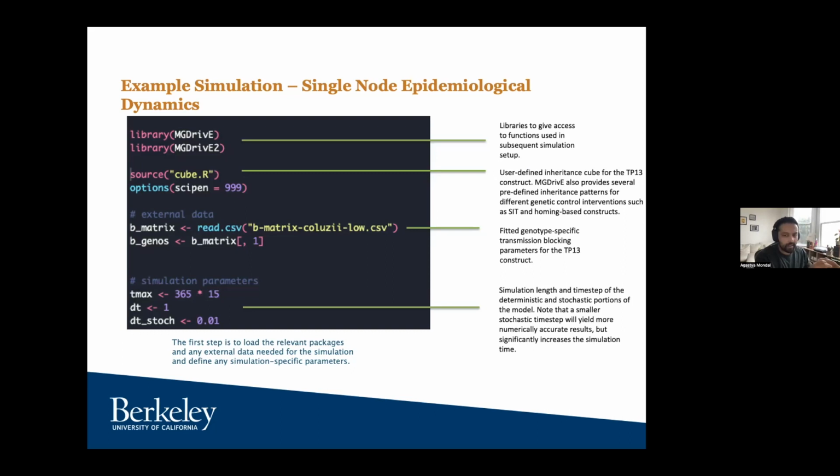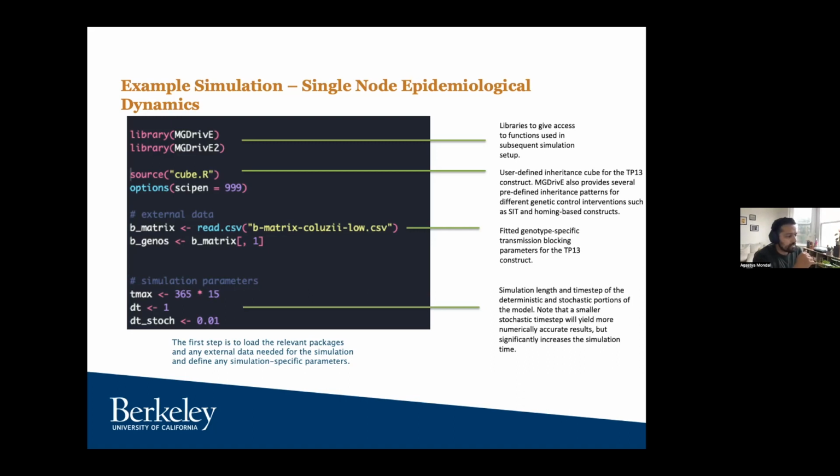But MGDrive actually gives us a lot of cubes out of the box. So if you have a simple construct, you don't need to write your own. You can just take a look at the MGDrive documentation, and they have cubes for homing-based drives, for suppression techniques, and other ones. And then we load in some external data.